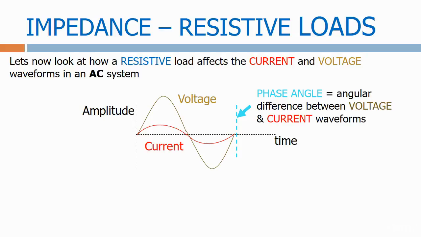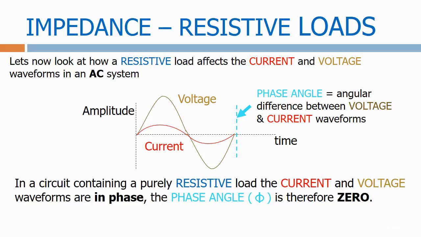The phase angle is the angular difference between the voltage and current waveforms. In a circuit containing a purely resistive load, the current and voltage waveforms are in phase. The phase angle phi is therefore 0. The power factor is cos phi, that's 1.